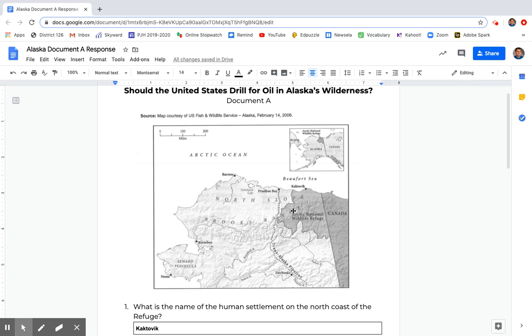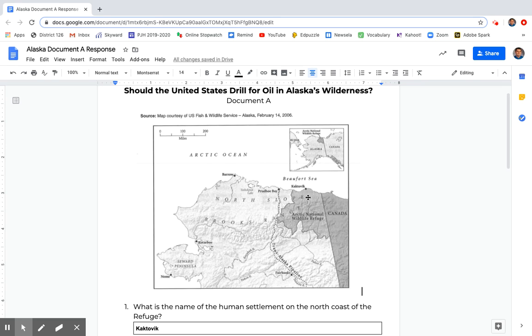So taking a look right here, this area right here is your Arctic National Wildlife Refuge. And if you look in the mini map up here, it kind of points to where it's at. Even though on this map it's darkened and in Canada over here is also darkened, this spot right there is actually the refuge, not this part of Canada as well. It's right there in Alaska. And then you also see the Alaska pipeline right here, this little dotted line going across. That is your pipeline. So, what is the name of the human settlement on the north coast of the refuge?